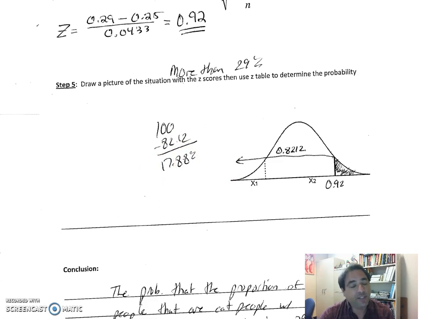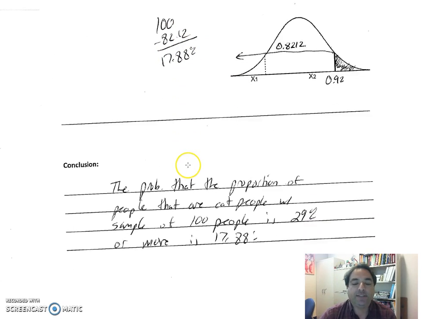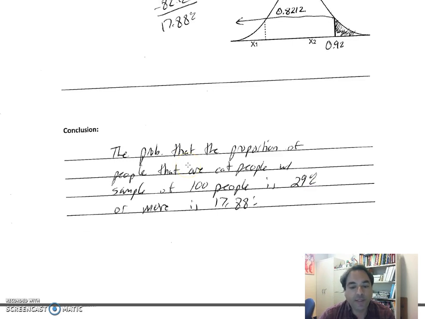Now that was long, I understand, but the hard part is, what does that number mean? It means the probability that the proportion of people that are CAP people with a sample of 100 people is 29% or more is 17.88%. So again, what does that mean? We know that 25% of people are CAP people. I was wondering, if I took a random sample of 100 people, what's the chance that my final answer is going to be 29% or larger? The chance of that happening is 17.88%.